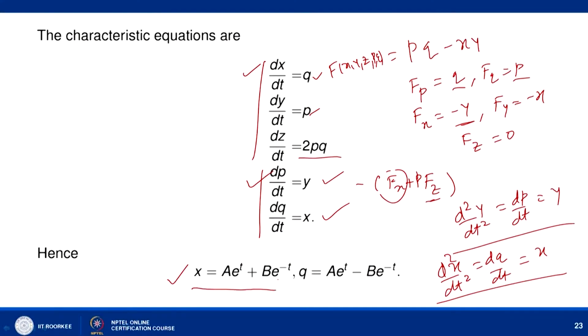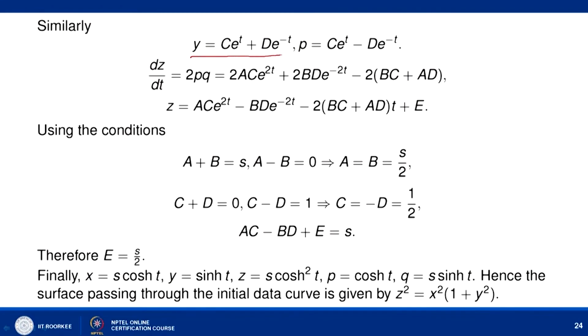So we have written x equal to a e to power t plus b e to power minus t, and q is nothing but dx by dt. So q is written as the differentiation of this with respect to t, that is a e to power t minus b e to power minus t. So that is q here. Similarly we can write y as c e to power t plus d e to power minus t, and p as dy by dt, that is c e to power t minus d e to power minus t. So once we have p and q, right now it is in terms of a, b, c, d.